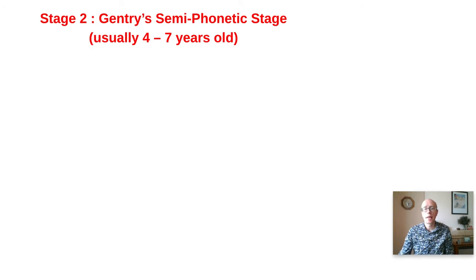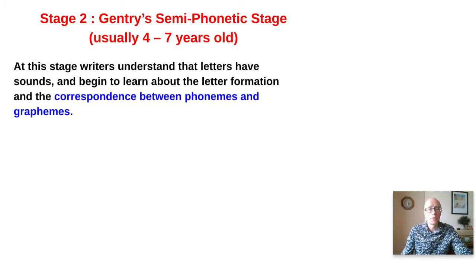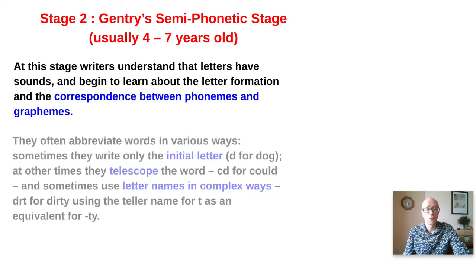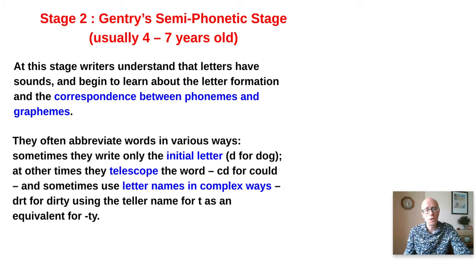This is the semiphonetic stage. This usually starts around 4 years old and goes through kind of until the end of infant stage. Now, at this stage, writers are beginning to understand that each individual letter has a sound, and they're beginning to learn about letter formation and this linkage in English between phonemes and graphemes, because they're obviously learning this at school through phonics. What's characteristic at this stage is that you often get abbreviation of words in various ways.